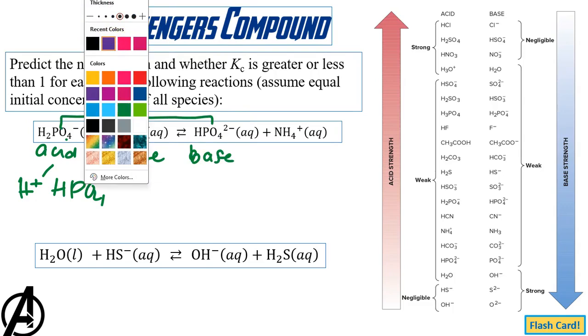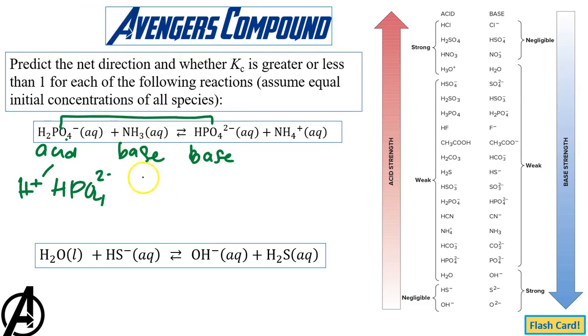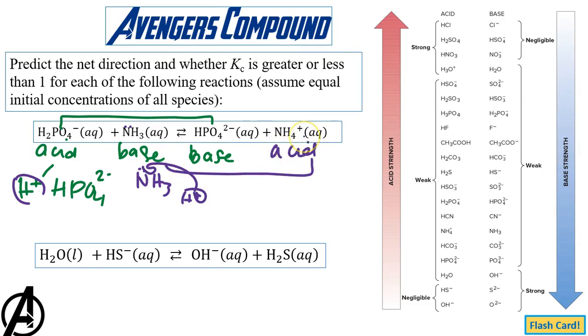Next, we're going to do the same thing for our base. We know that we have NH3 here. NH3 has lone pairs and has the ability to accept a proton here. When it accepts a proton, it's going to form NH4 plus. So when it does that, we form NH4 plus, which is an acid.